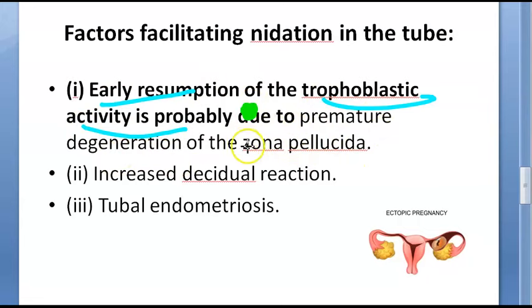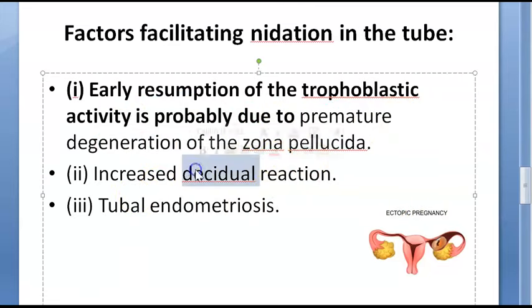So around the oocyte, what did you have? Zona pellucida. Can you say zona pellucida? So there will be a premature degeneration of the zona pellucida, and because of it there will be trophoblastic activity, and it will go and land up implanting much before where it had to implant. Then what is the other thing? Increased decidual reaction. What is decidua? Decidua is nothing but the pregnant endometrium is called decidua. So increased decidual reaction. Okay, so there is some increased reaction of the endometrium.